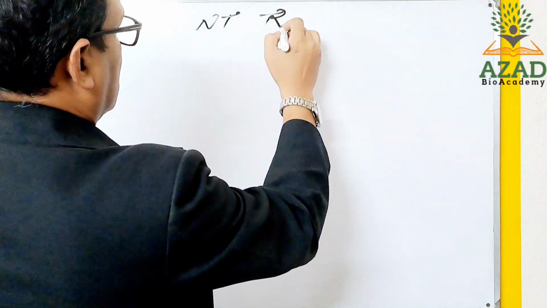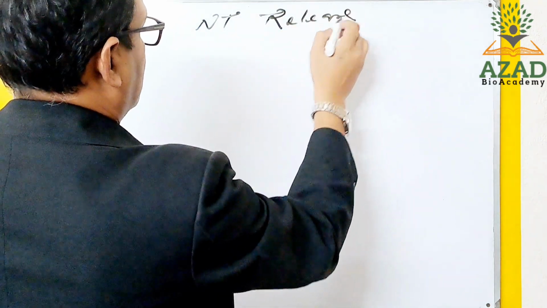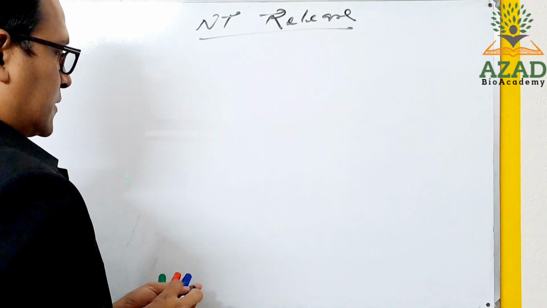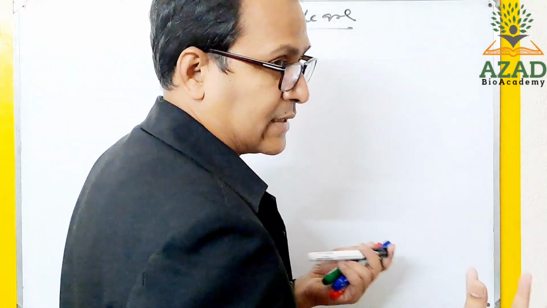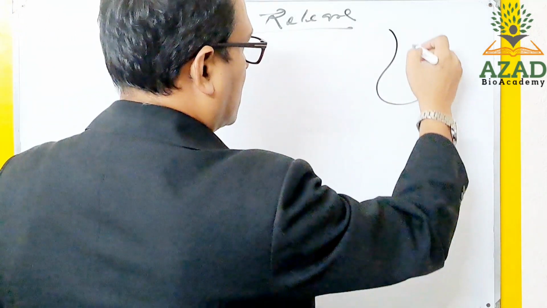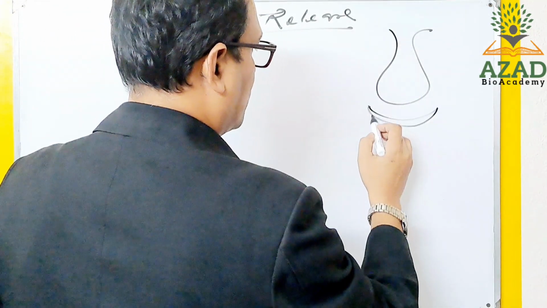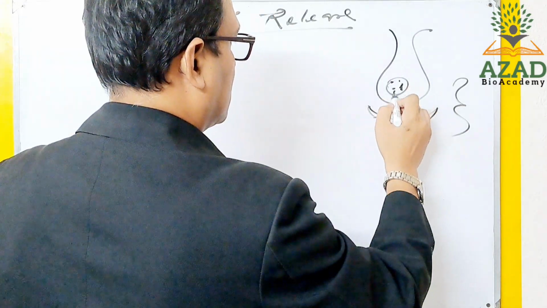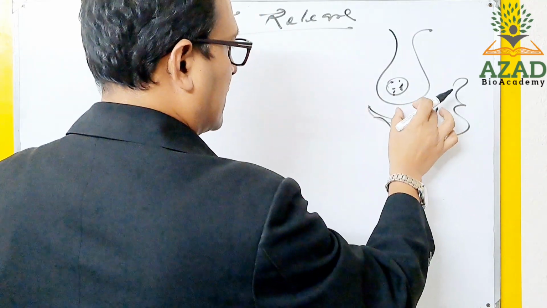Neurotransmitter release. Okay, before going to the details, I want to give you some basic idea about this, and then I will go for details. So this is a presynaptic terminal, and this is the post one, and this is the synapse, this is the synaptic vesicle. Okay, and this is the synaptic cleft.